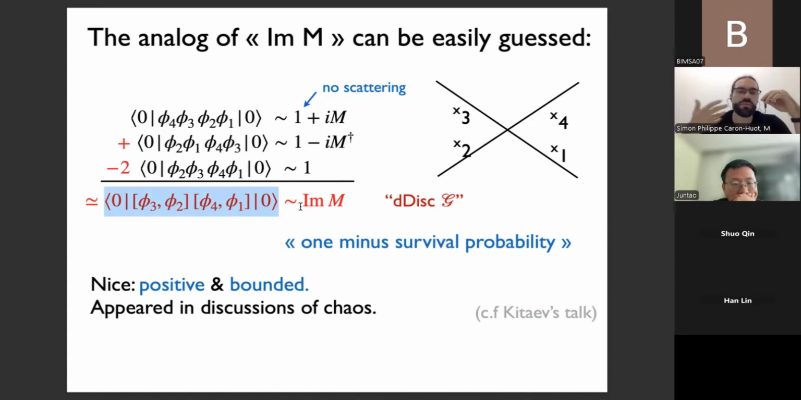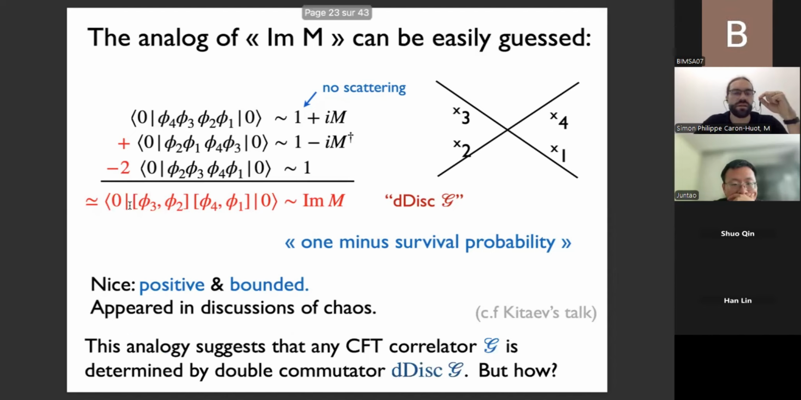You can also think of it as 1 minus a survival probability. So the amplitude here is 1 minus something minus i Im M. The imaginary part of M tells you, roughly speaking, how the real part is reduced. So it's really 1 minus a survival probability. It tells you about dissipation, absorption by producing funny stuff. So it's a nice object. And the fact that it's also 1 minus a probability means that it's a positive quantity, it is bounded, and it does appear a lot in discussions of chaos. So we have this nice object, and now the analogy suggests that in any CFT, we should be able to reconstruct all the correlation functions on the first line, given this thing in red.